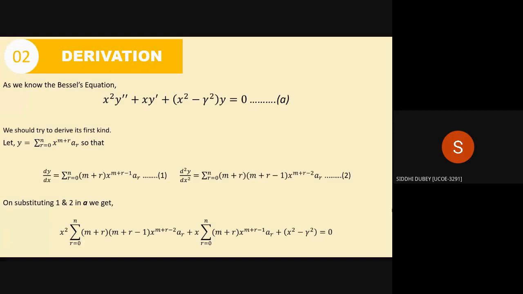On substituting 1 and 2 in equation A, we get x square into summation of r equal to 0 to n of m plus r into m plus r minus 1 into x raised to m plus r minus 2 into ar, plus x into summation of r equal to 0 to n of m plus r into x raised to m plus r minus 1 into ar, plus (x square minus lambda square) y equal to 0.